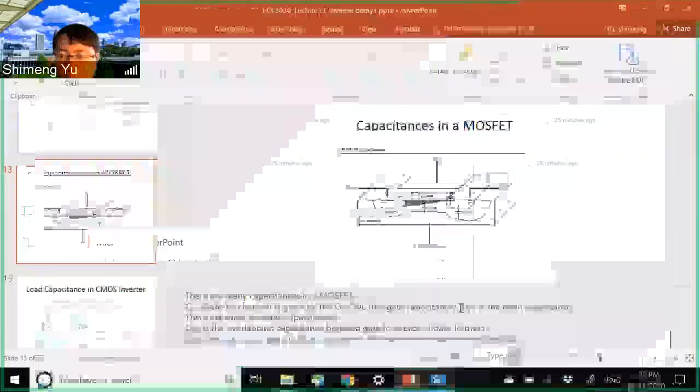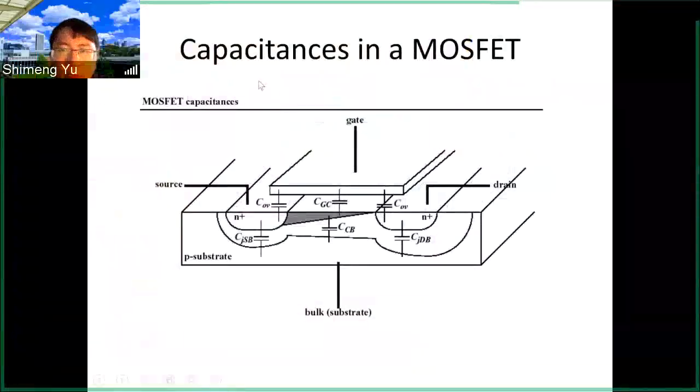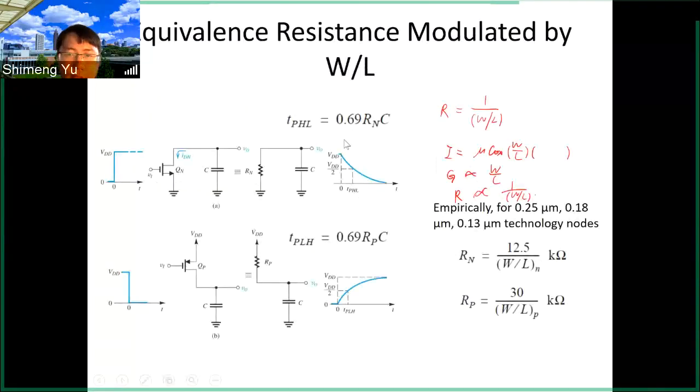All right, let's move on. So the capacitance in the MOSFET. You may wonder that here we have this RC, and the R is related to this W over L. How about the C? What is this C we should use for the inverter?